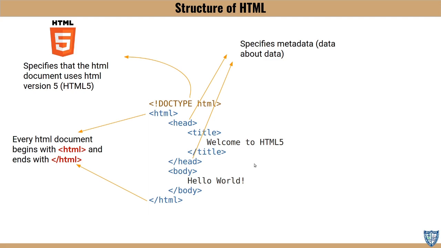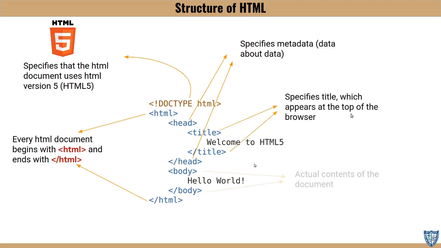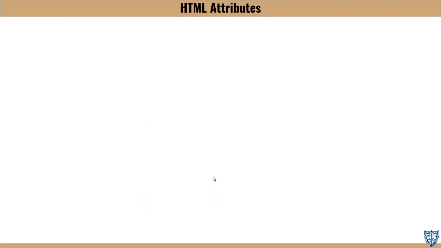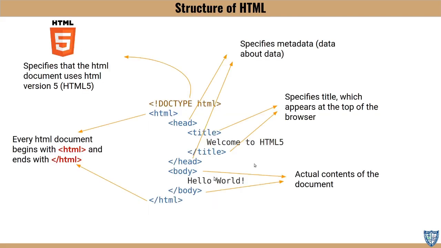Okay, for example, the title will be appearing at the top of the browser, and it says Welcome to HTML5. Such data is known as metadata, data about data. And the next tag is title, which specifies a title that appears at the top of the browser. And the next one is the body tag. Actual contents of the document are put inside the body tag. Okay, so this is the structure of an HTML document.